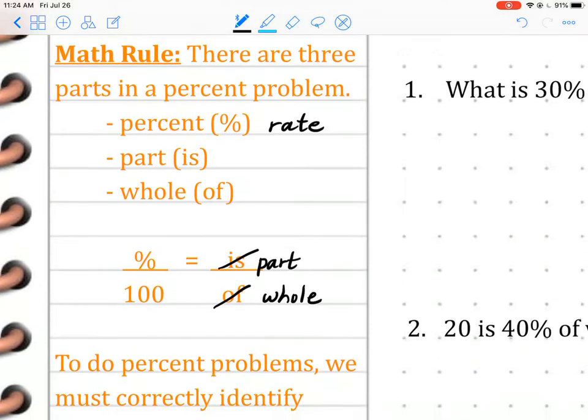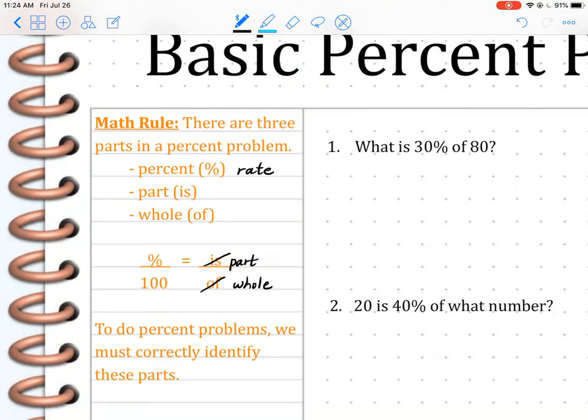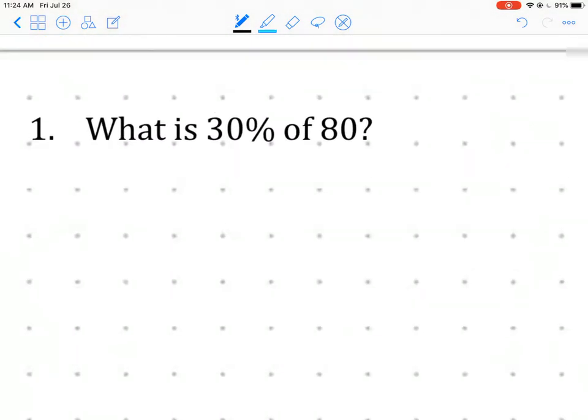And to do percent problems, you must correctly identify the parts. That's the key to any method of percents, is knowing the piece that you're looking for. So I'm going to show you some examples, and then we're going to do lots more examples and lots of word problems. And I think by the time we get finished with this, you're going to know this backwards and forwards. But let's start. This one is a pretty basic one.